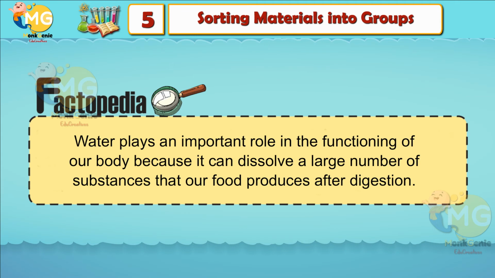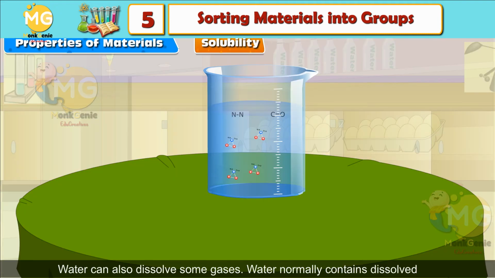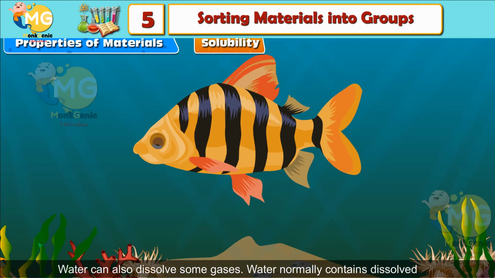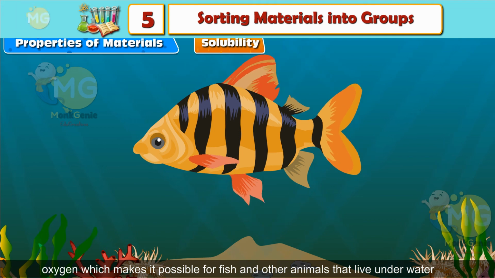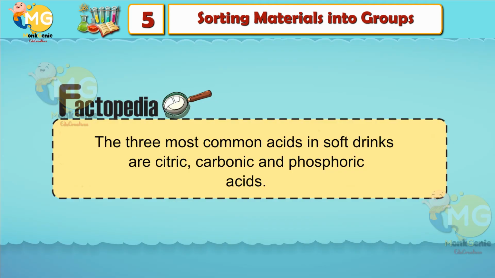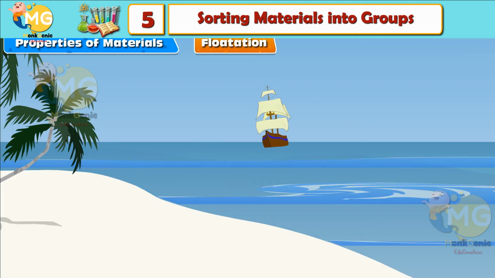Factopedia. Water plays an important role in the functioning of our body because it can dissolve a large number of substances that our food produces after digestion. Water can also dissolve some gases. Water normally contains dissolved oxygen, which makes it possible for fish and other animals that live underwater to survive. Factopedia. The three most common acids in soft drinks are citric, carbonic, and phosphoric acids.